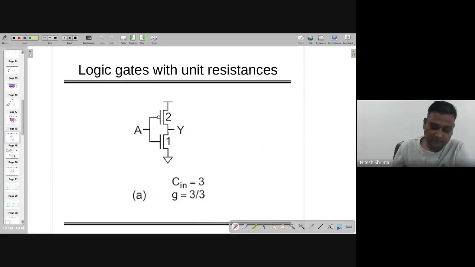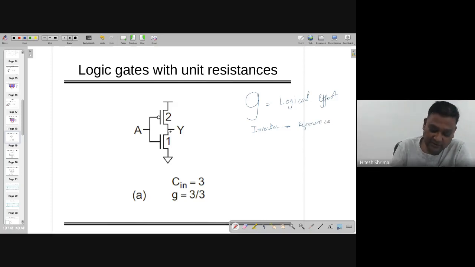Okay, so now let's get back to the real business, where you understand that G is nothing but a logical effort. So we assumed some value earlier, but now we are not going to assume. Let's understand how it works. What we are doing here in logical effort is we have to keep the reference of an inverter. Inverter is a reference.